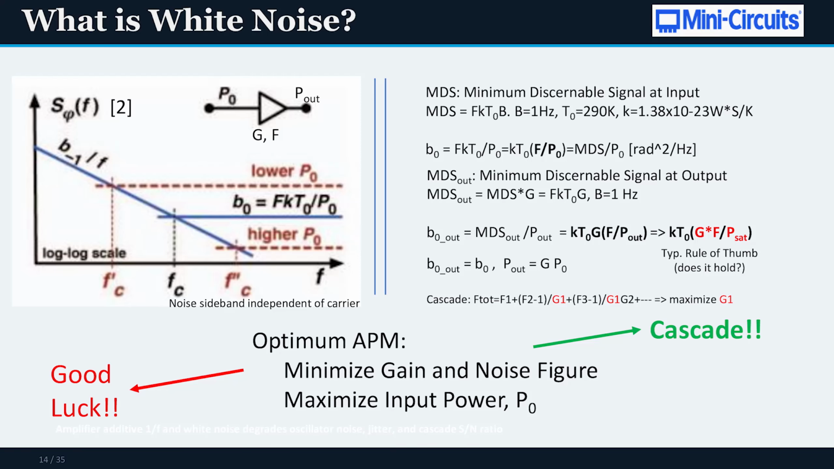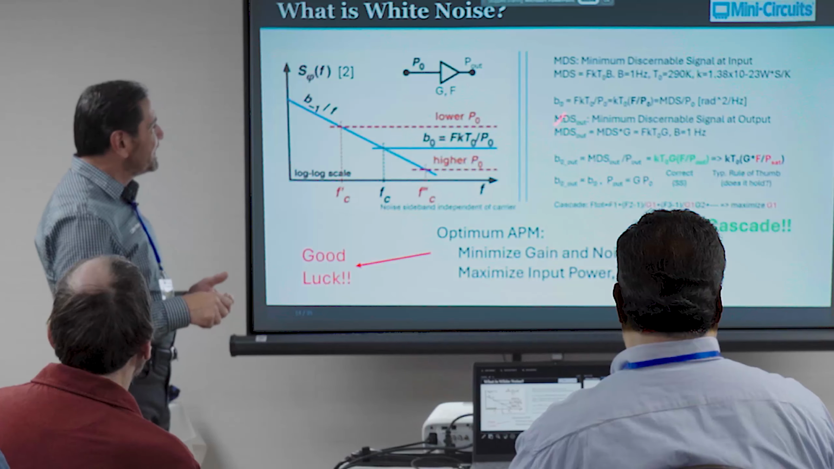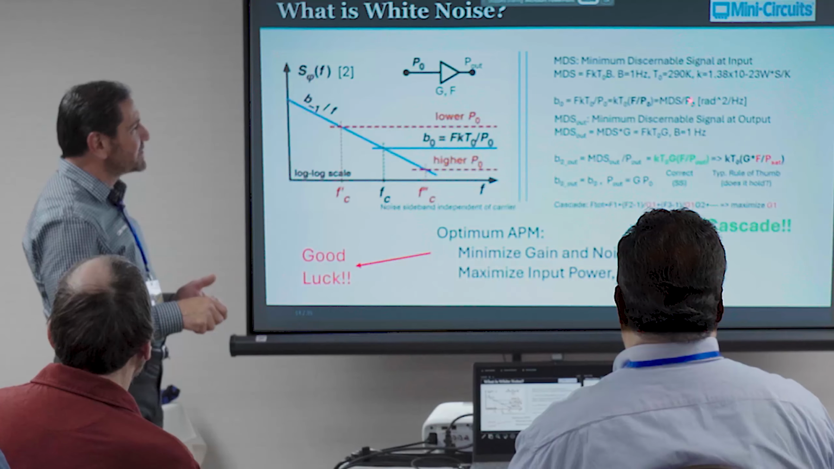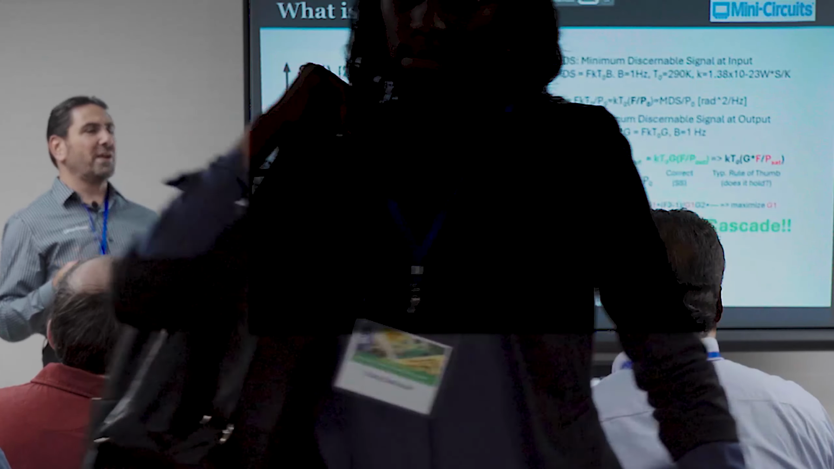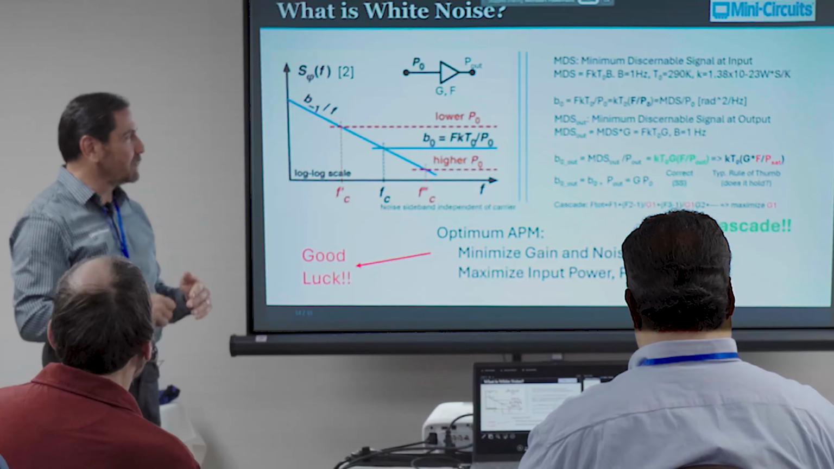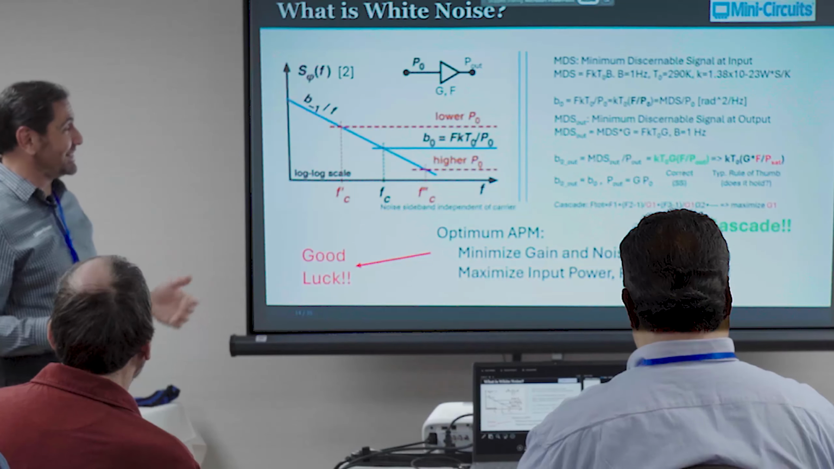White noise, again, we should all know this term. If you do any kind of system analysis or cascade design, you're familiar with the minimum discernible signal at the input. We set B to 1 hertz, and that makes the MDS equal to FkT. That's the minus 174 dBm per hertz that we all know about. B0 is then simply the MDS normalized to the input power, the ratio of the minimum discernible signal to your input power. That's why when you raise the input power, this number gets less.